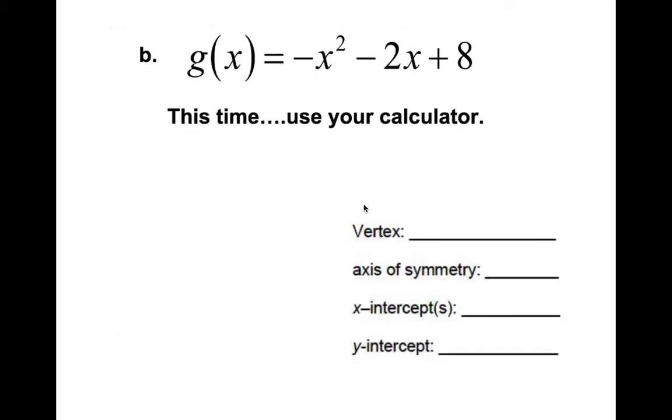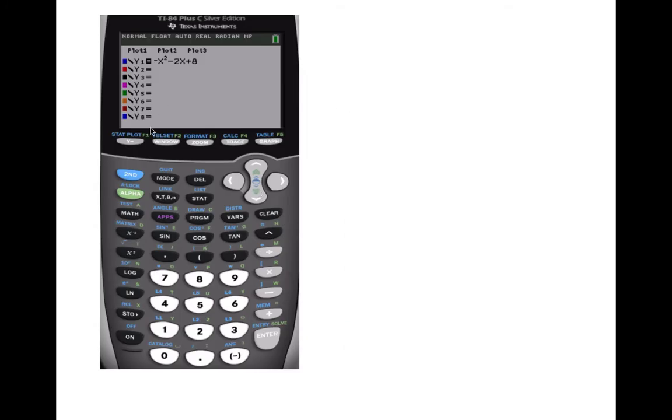For the most part, though, we're going to use our calculator. So I'm going to start by showing you with the TI calculator, and then I'll show you with the Desmos graphing calculator. So starting off with our TI calculator, all of your graphing buttons are found at the top. You're going to go to your y equals, and you're going to type in the equation. So negative x squared minus 2x plus 8.